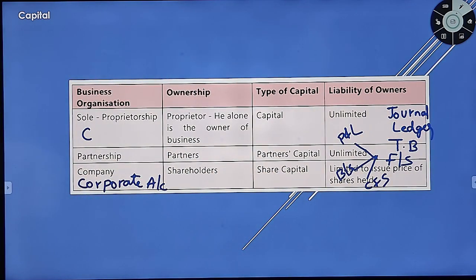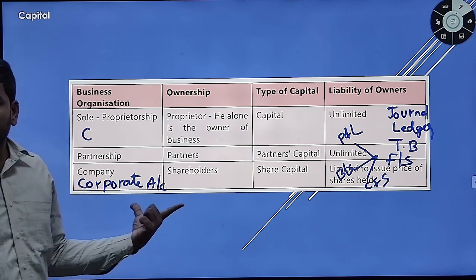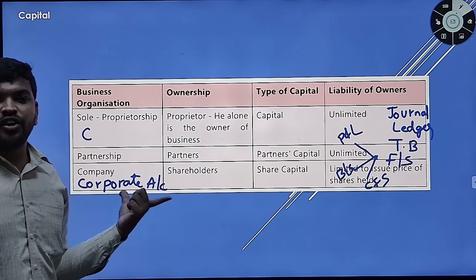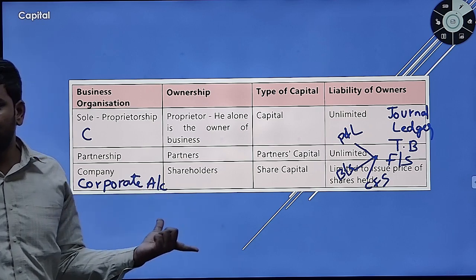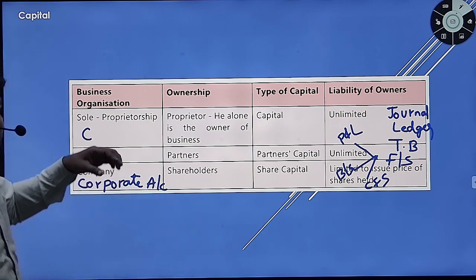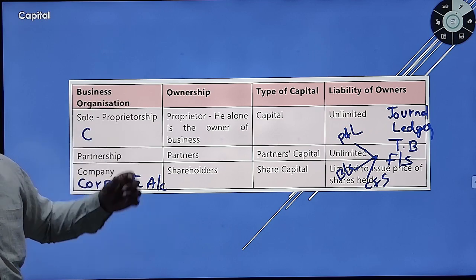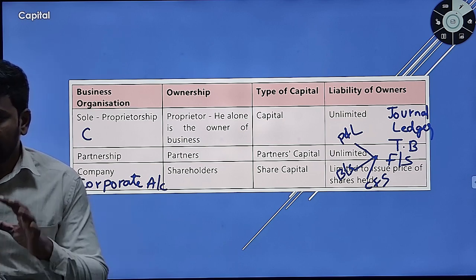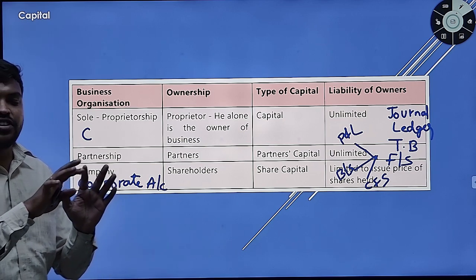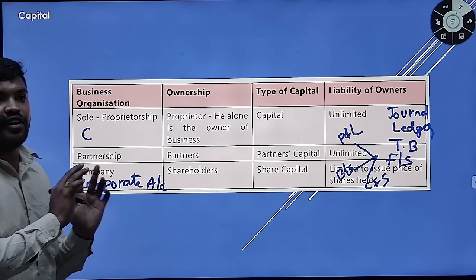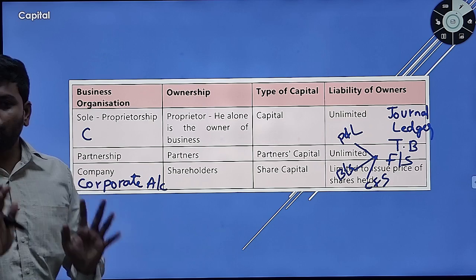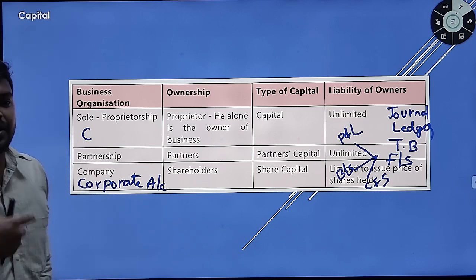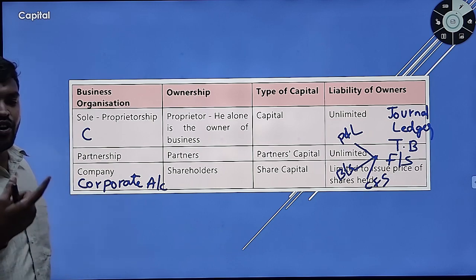So basically, I'm repeating once again, corporate accounting means accounting of the company form of organization. Organization in the sense we have 3 business organizations. Business in the sense with a motive to earn profit. I'm going stepwise. If anyone is stuck somewhere, just stop me. I'll explain that concept clearly and repeat that topic once again.